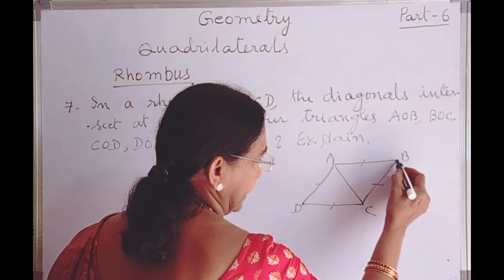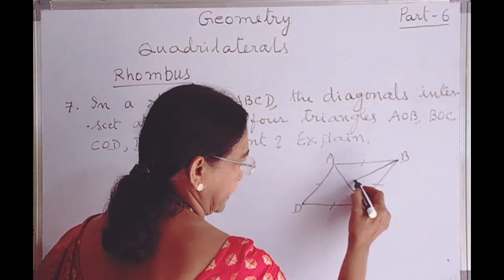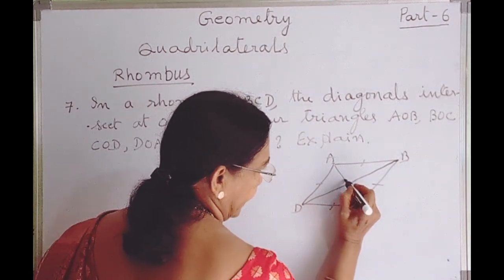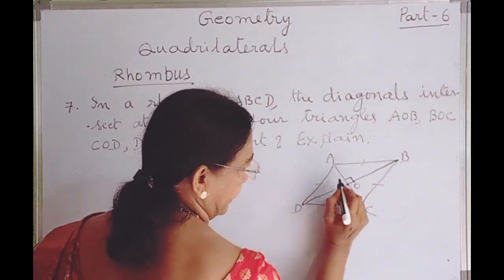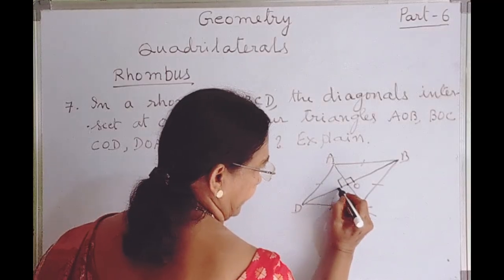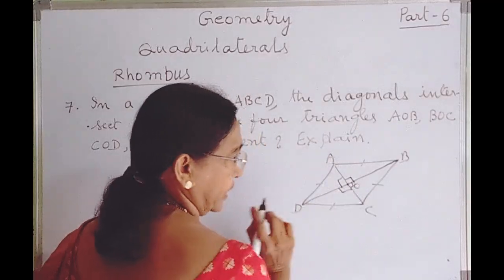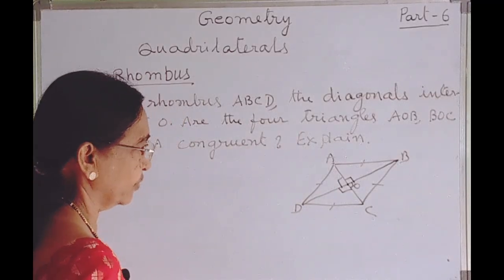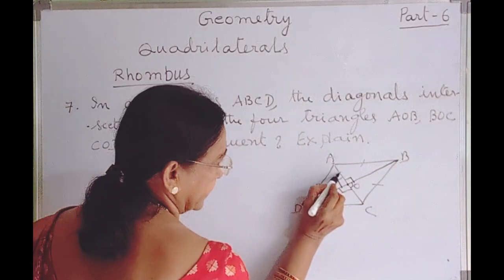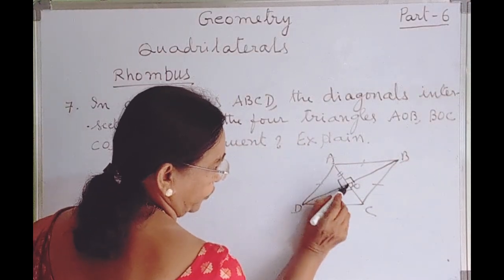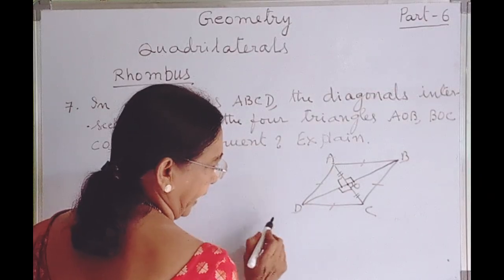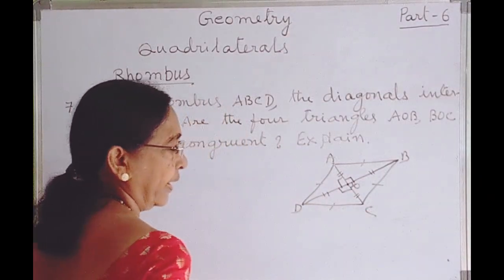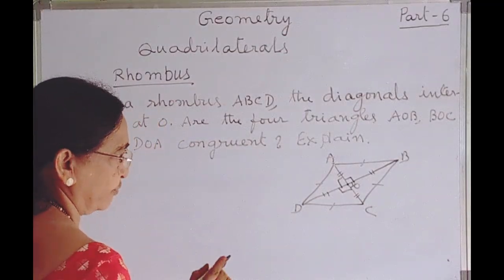The diagonals perpendicularly bisect. Therefore, at the point of intersection, this is a right angle, this is also a right angle, this is a right angle, and this is a right angle. All four angles are equal to 90 degrees, and AO is equal to OC, and OD is equal to OB. And here four triangles are formed.